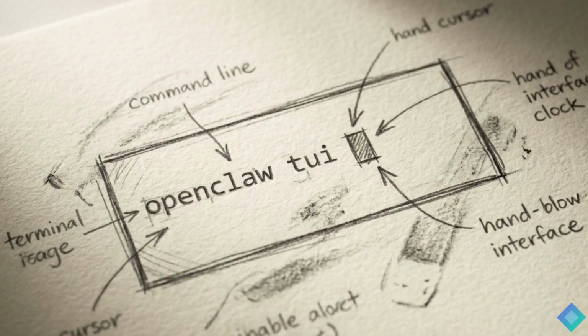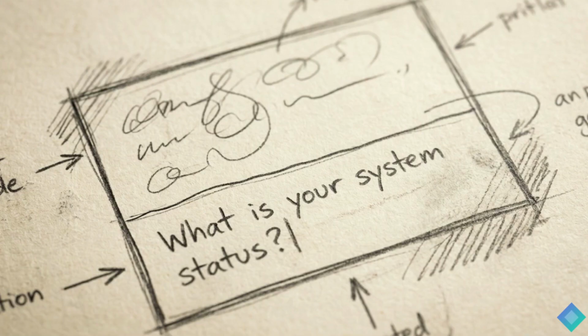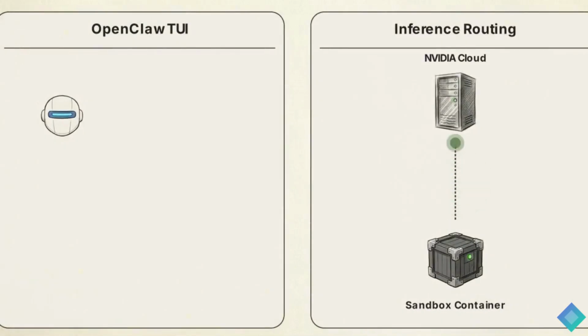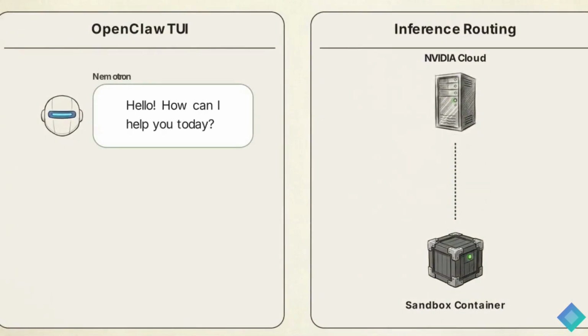To initiate your first chat, type openclaw TUI from within the sandbox. This launches the terminal user interface, an interactive chat environment built directly into your command line. Type a short test message and press enter. You will see the agent's response generate live on your screen, verifying that the inference routing is functioning correctly.